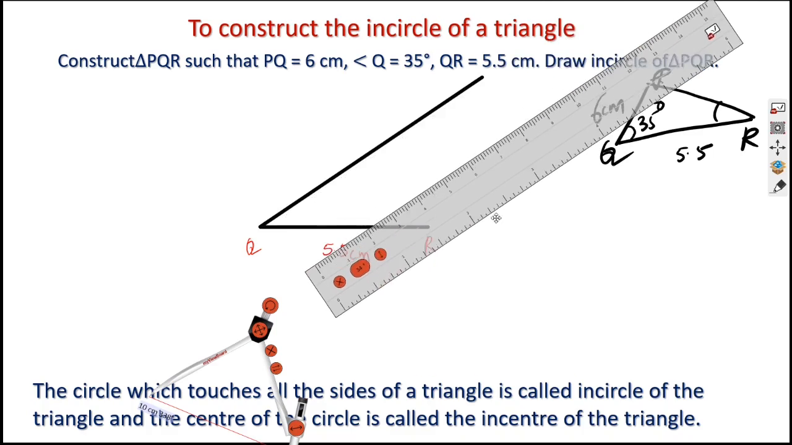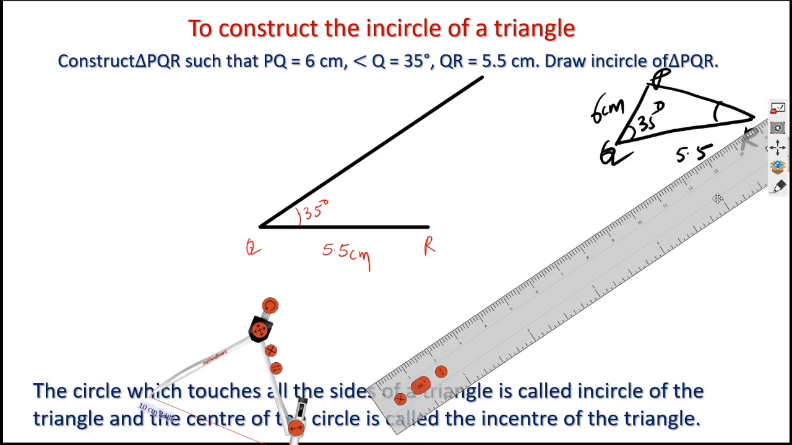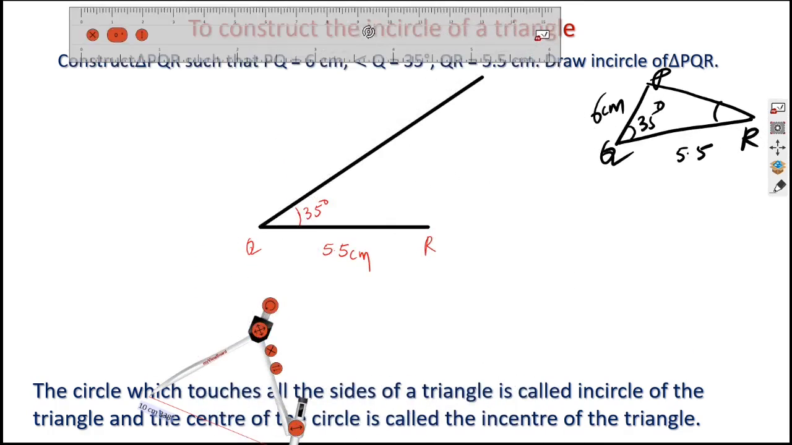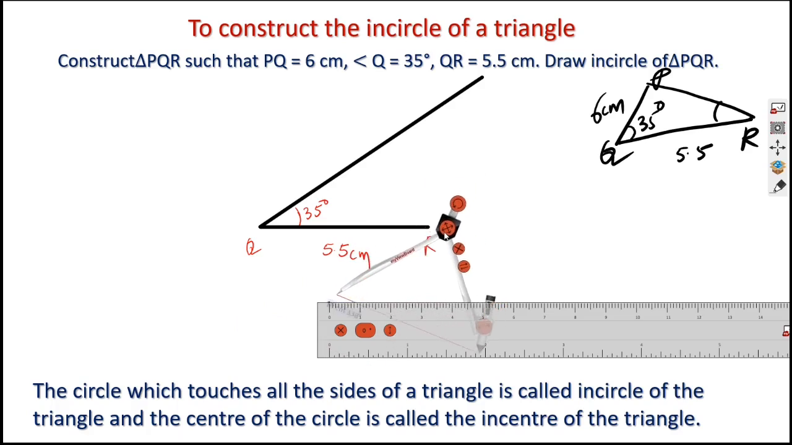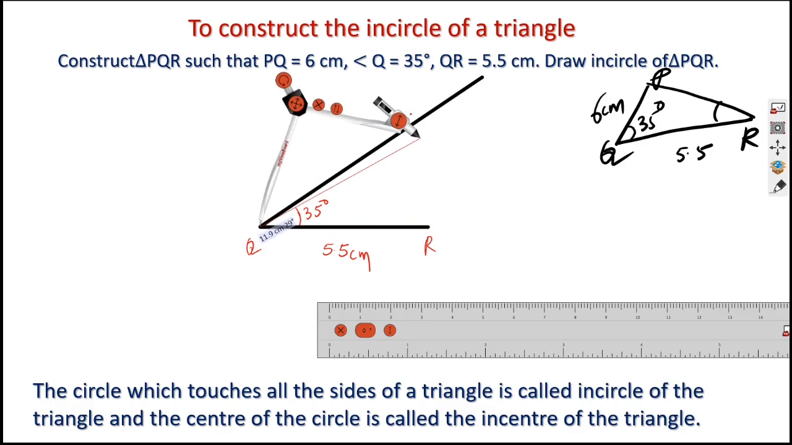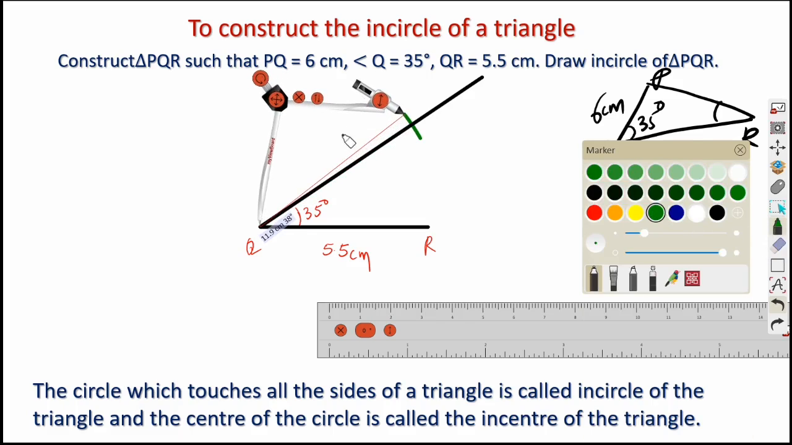This is an angle of 35 degree. And it is Q. Now another 6 centimeter to P. From here to P is 6 centimeter.